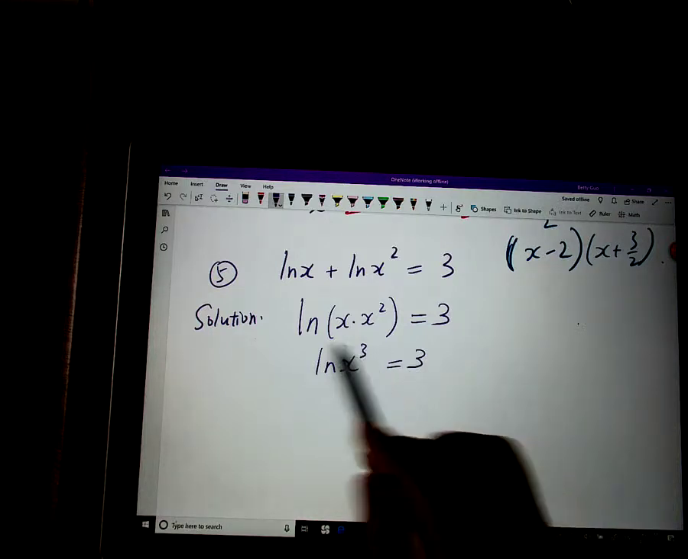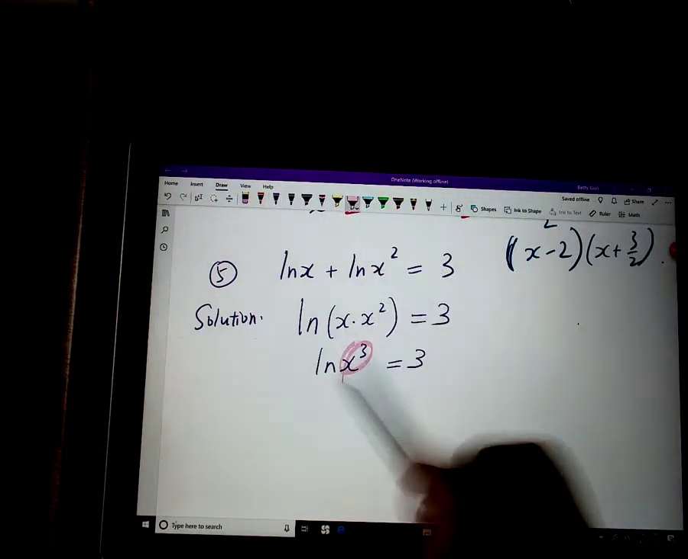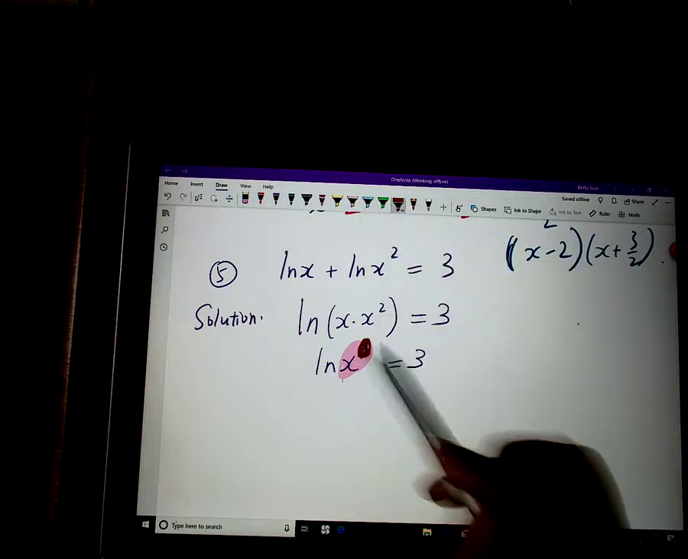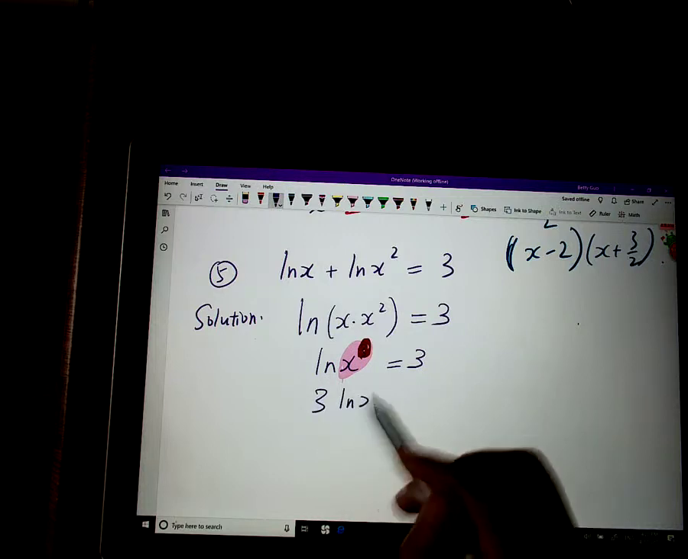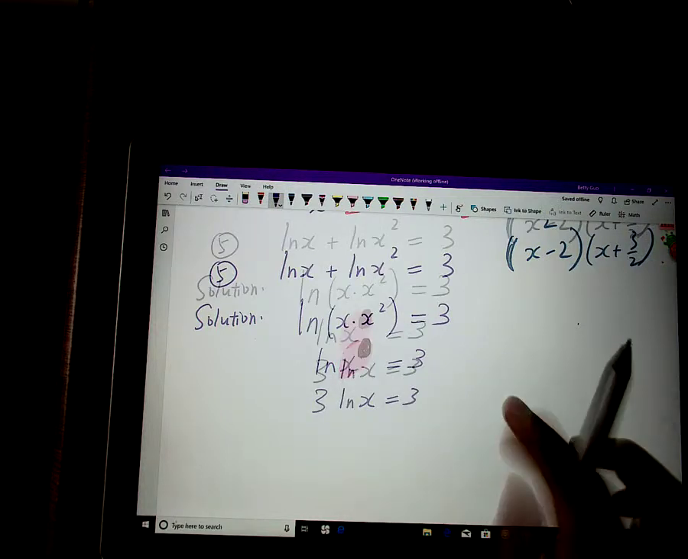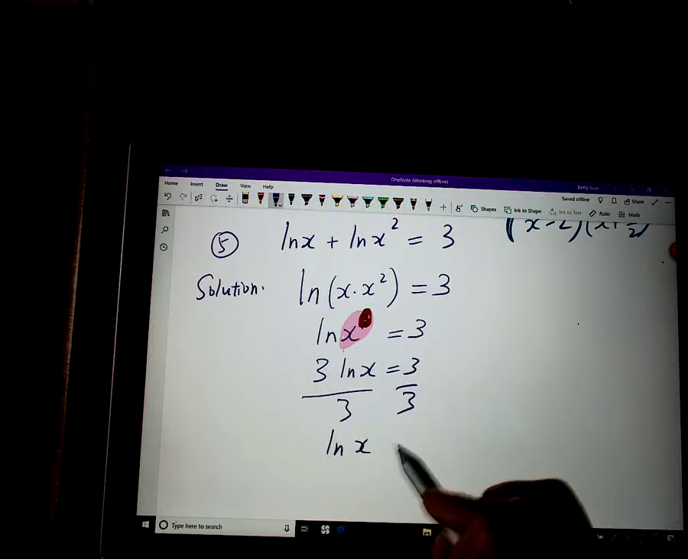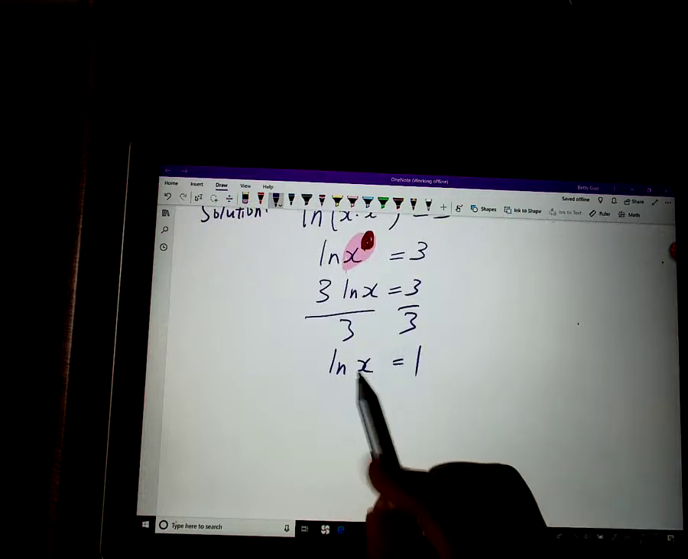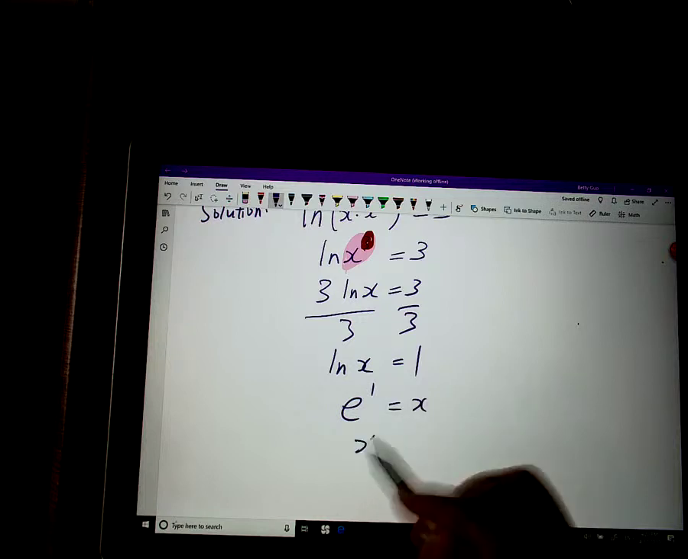Could I move the 3 in front by the power rule? The exponent here is a power. I could move the power 3 in front. I have 3 ln x equals 3. Divide both sides by 3. 3 is cancelled out. We have ln x equals 1. Converted to exponential form, e to the power 1 equals x, so x equals e.